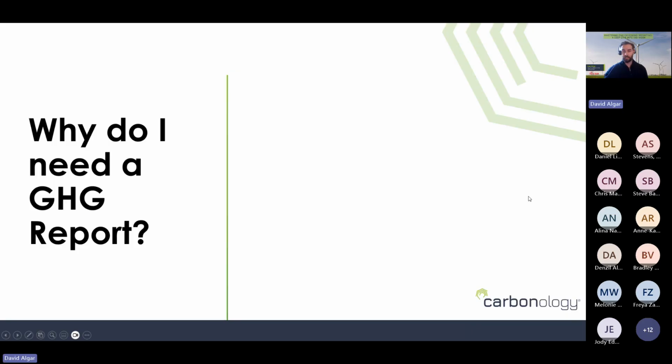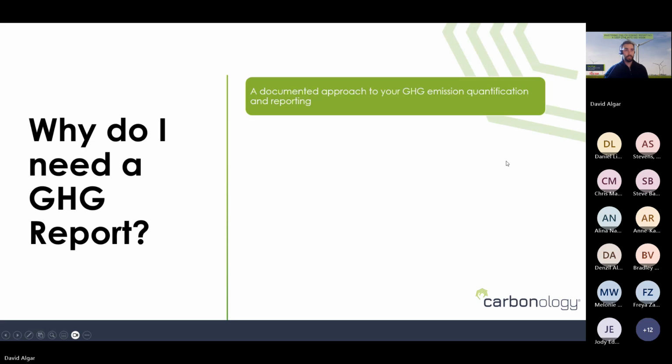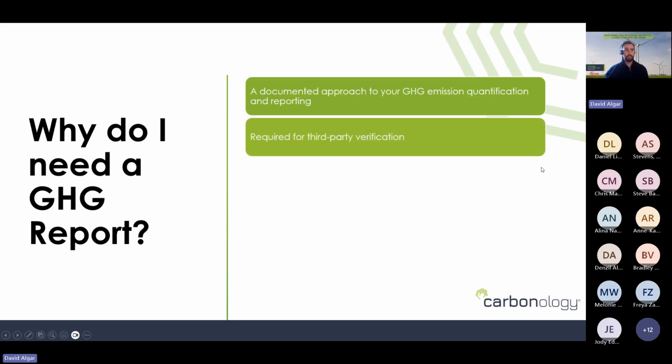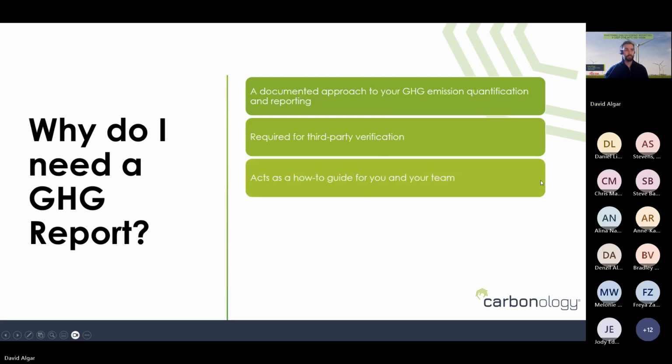So why do I actually need one? Why is this auditor making me write one? It's your documented approach to your GHG management system. So for those of you that have implemented other ISO standards, I guarantee you've written some stuff down and made some documents, and it's the same for this ISO standard. Another reason is you need it for third-party verification. It is a requirement, so you have to have this document to hand. It'll be one of the first things your auditor will ask you for.